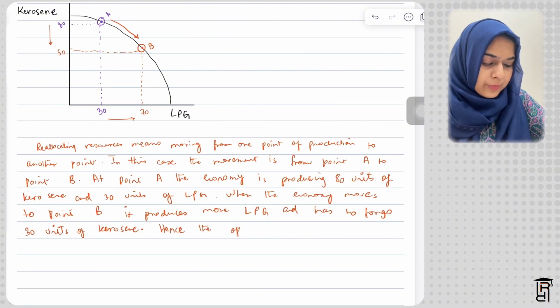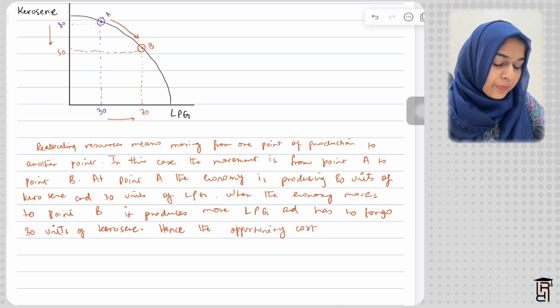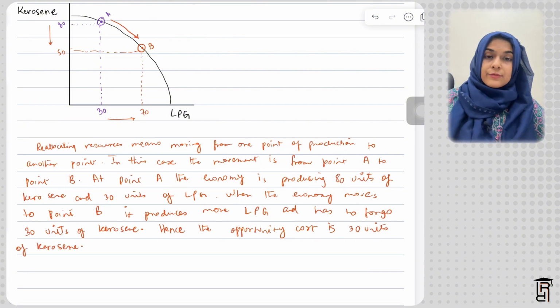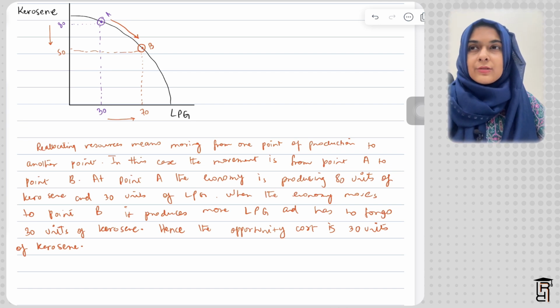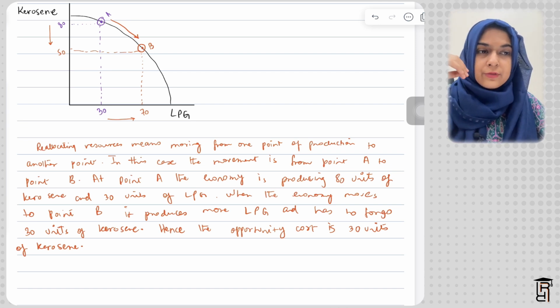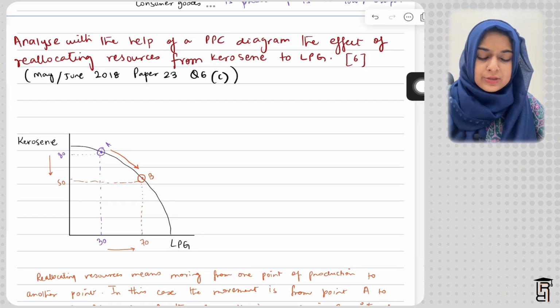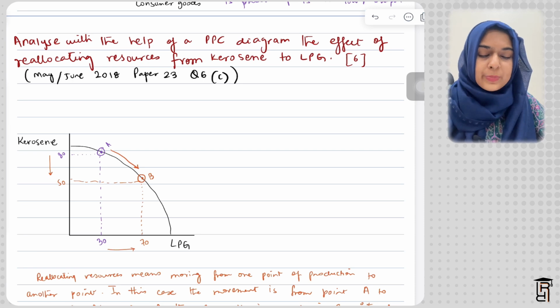So hence the opportunity cost of this reallocation, in this case, is 30 units of kerosene. So that's it for this video. So this is another question, just a part of a question in the past paper. So this was from May June 2018, paper 2 variant 3. This was question 6 and it was part C of question 6.